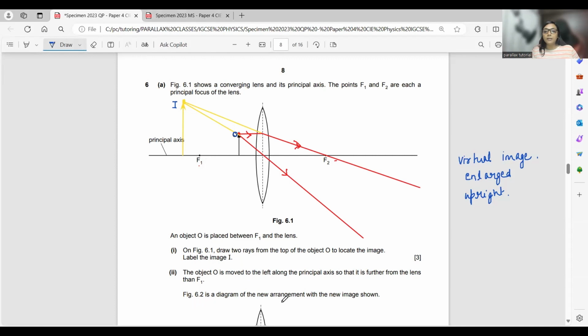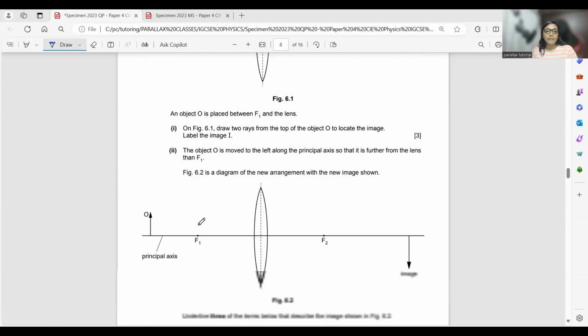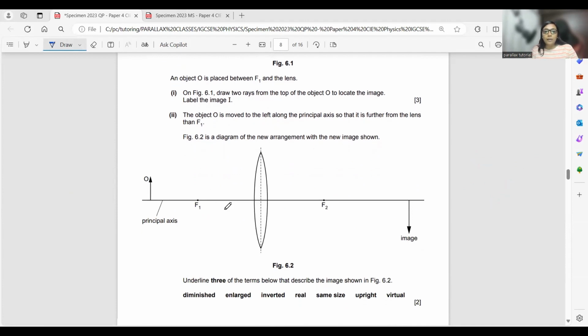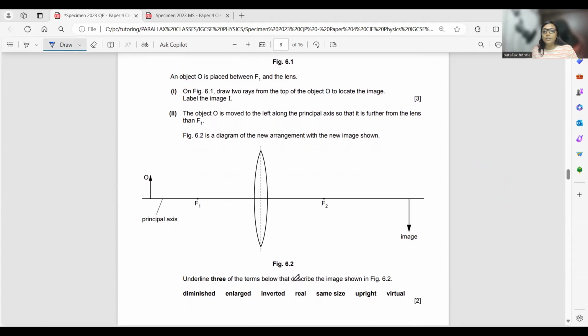Figure 6.2 is the diagram of the new arrangement. Let's look at figure 6.2. I hope the A part of the question number 6 was clear. Let's move on to the next part then. Okay, so this is 6.2, and underline 3 of the terms below and describe the image formed in 6.2. First, let's see whether this image is really being formed or not, okay?